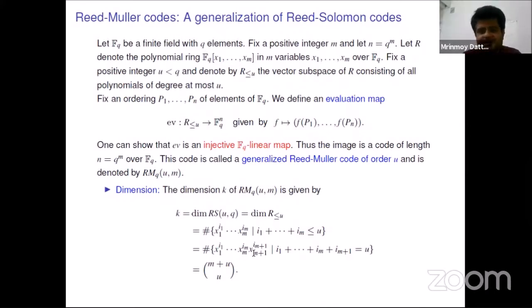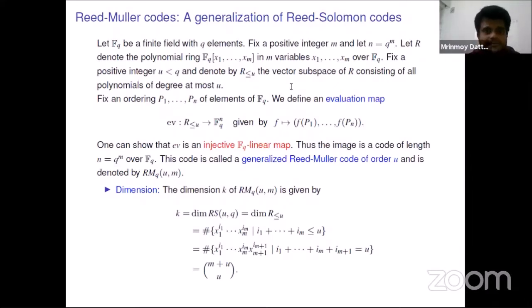So this is actually a generalization of Reed-Solomon codes. This is called a Reed-Muller code. So instead of considering polynomials of one variable, why don't we consider polynomials in multiple variables, let's say m variables. So I take F_q[x1, x2, ..., xm], call it R. I fix an integer u, and again for technical reasons I assume that u is less than q, and I denote by R_{≤u} the subspace of R that consists of all the polynomials of degree at most u.